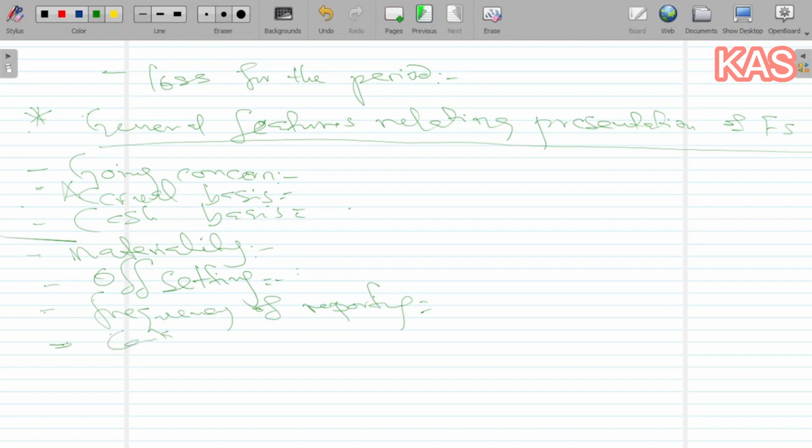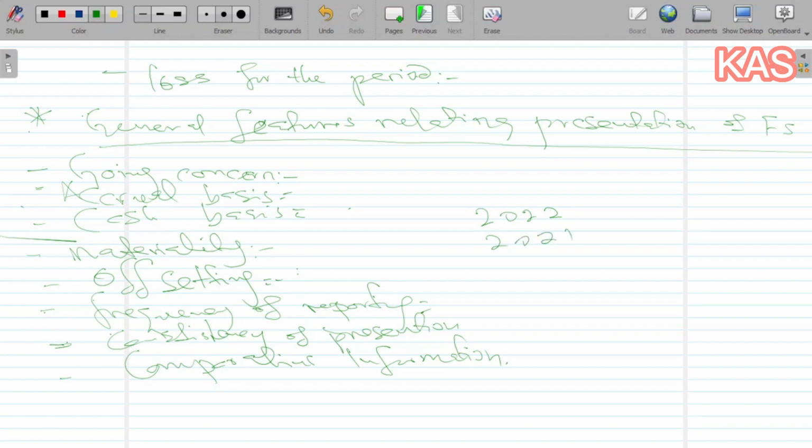That is consistency of presentation. Comparative information is saying that you can compare your financial statements of 2022 with that of 2021. You must prepare your financial statements in such a way that you can compare the two together, which is the current year against the previous year. That is what this one is saying.